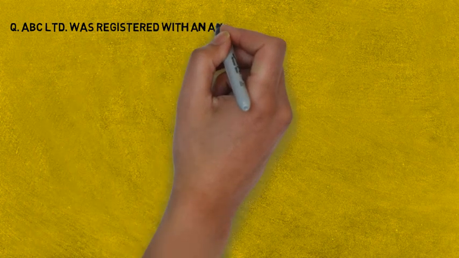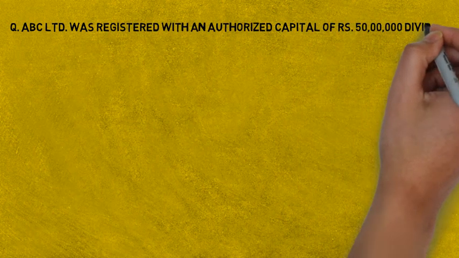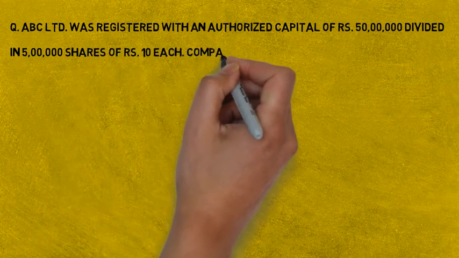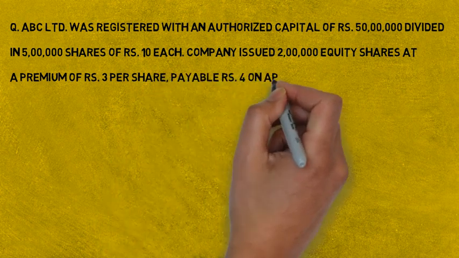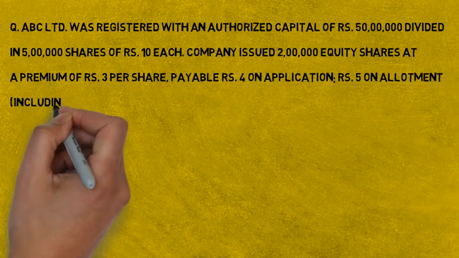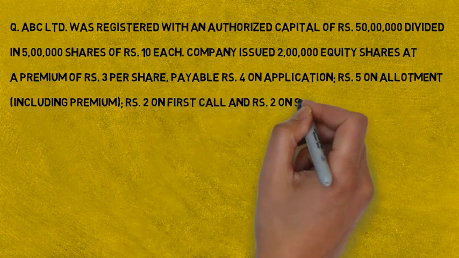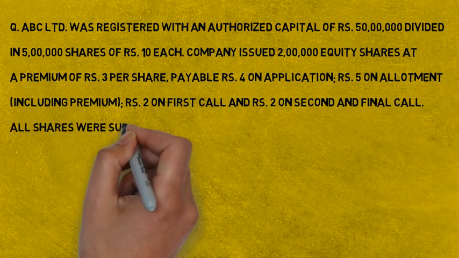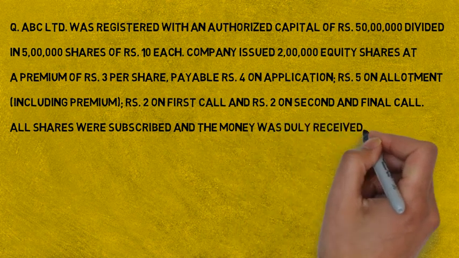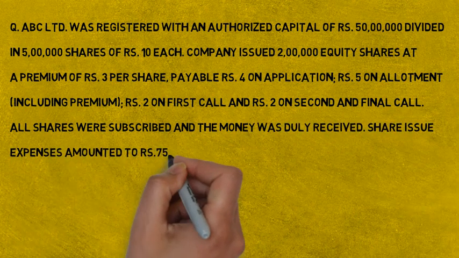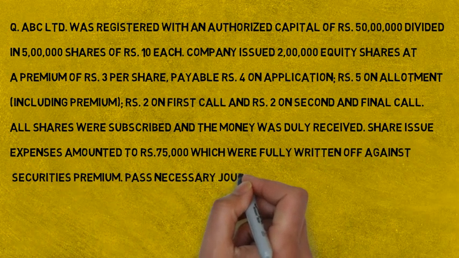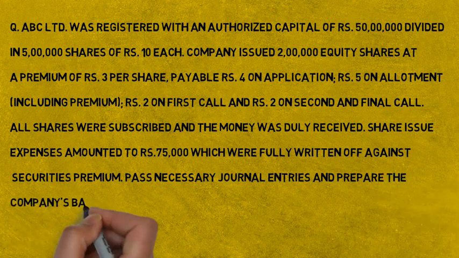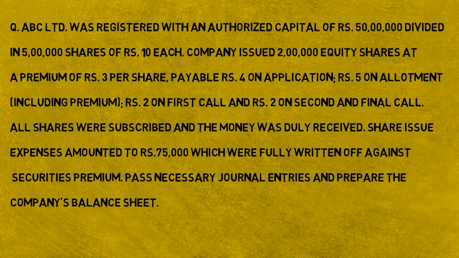ABC Limited was registered with an authorized capital of rupees 50 lakhs divided into 5 lakh shares of rupees 10 each. The company issued 2 lakh equity shares at a premium of 3 rupees per share, payable 4 rupees on application, 5 rupees on allotment including premium, 2 rupees on first call, and 2 rupees on second and final call. All shares were subscribed and the money was duly received. Share issue expenses amounted to rupees 75,000, which were fully written off against securities premium. We have to pass the journal entries and prepare the company's balance sheet.